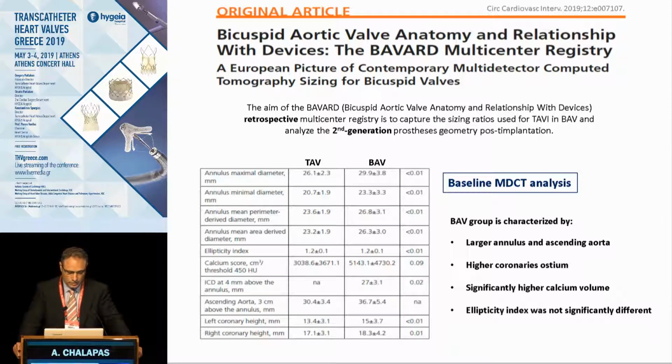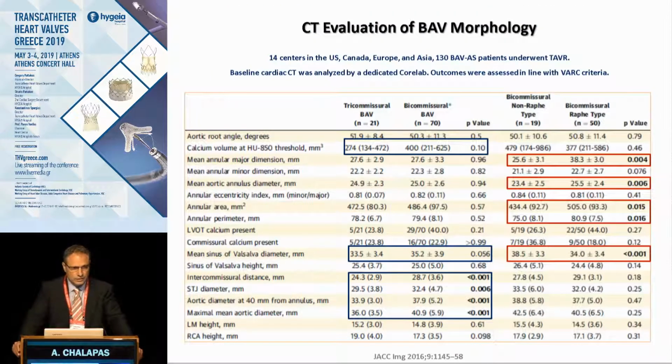And when we compare the true bicuspid valves with the tricuspid valves, we see that the bicuspid valves are characterized by larger anatomy, not only at the level of the annulus, but also at the level of the ascending aorta. We have a higher coronary ostium height, significantly higher calcium volume, and interestingly, they didn't find any significant difference in the ellipticity index.